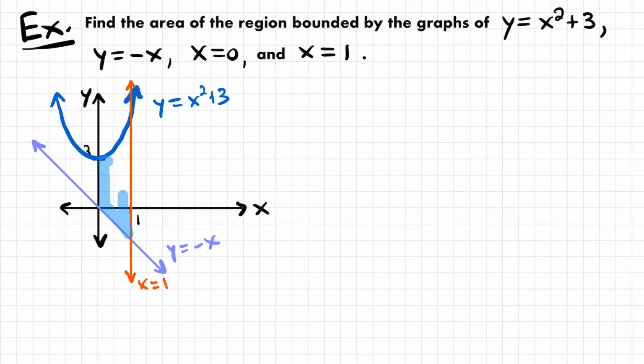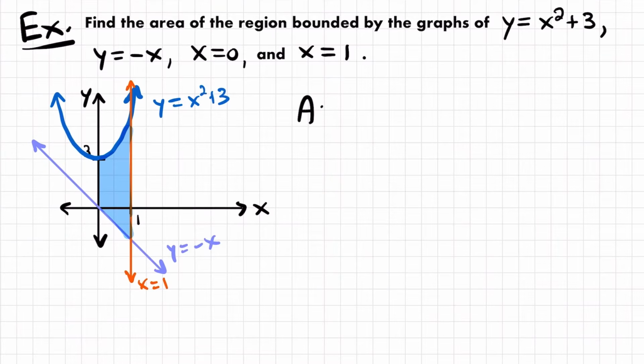This is the region that we are looking to calculate the area of that lies between two curves, right? It is between y equals x squared plus 3 and y equals negative x. X equals 0 and x equals 1 are simply just our bounds of integration, right? This shaded region lies between x equals 0 and x equals 1. And so if we want to calculate the area, let's set up our definite integral.